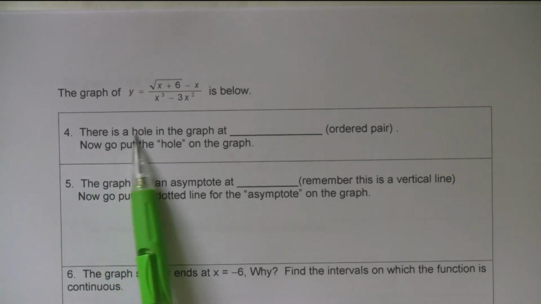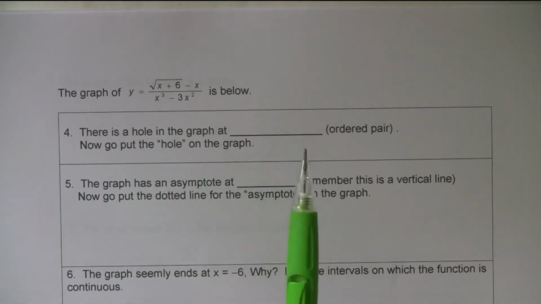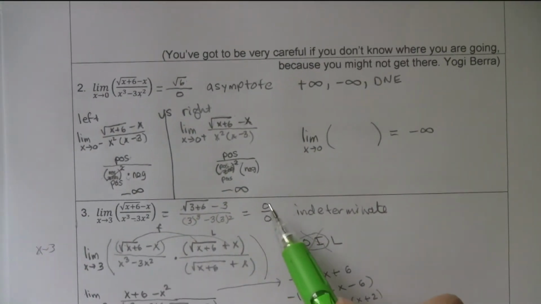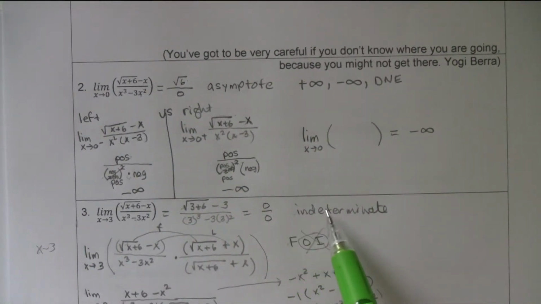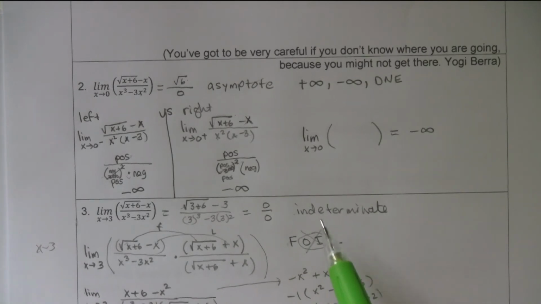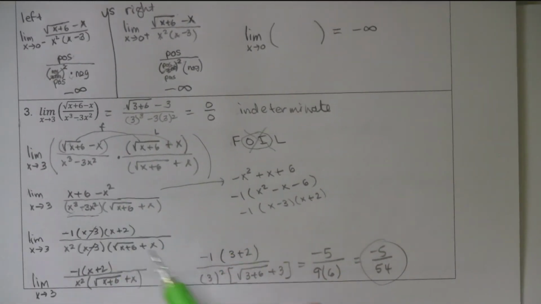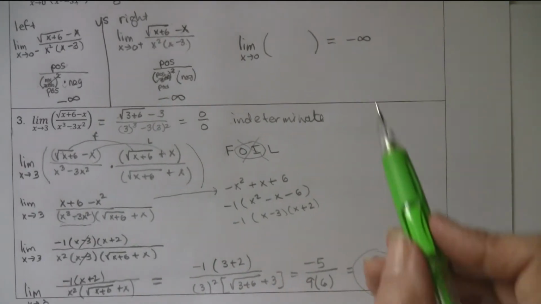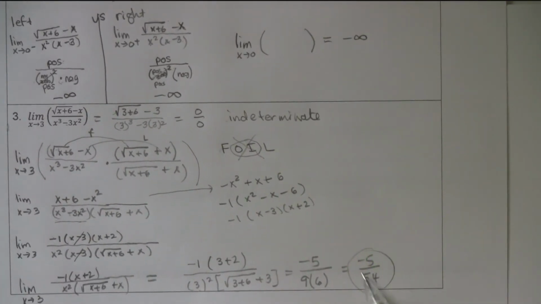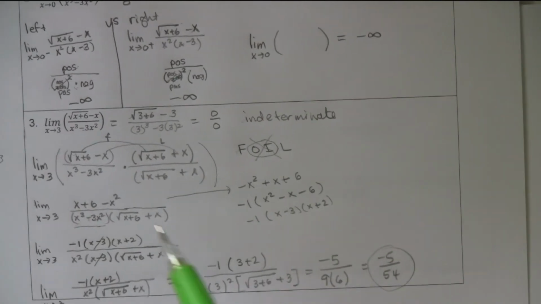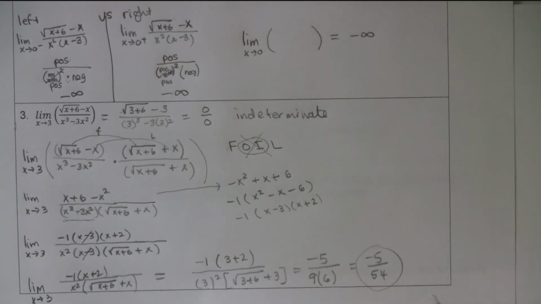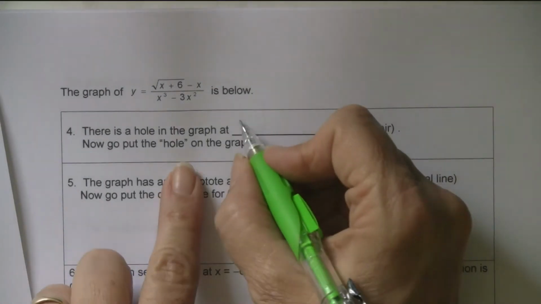They say, hey, there's a hole in the graph at, and where's that hole at? Well, friends, the hole comes right here. Remember, 0 divided by 0 is most likely a hole. And if you can work it down and get a value like this, it doesn't turn into an asymptote, then it is a hole. So the hole happened at x is 3 and y is negative 5 over 54.